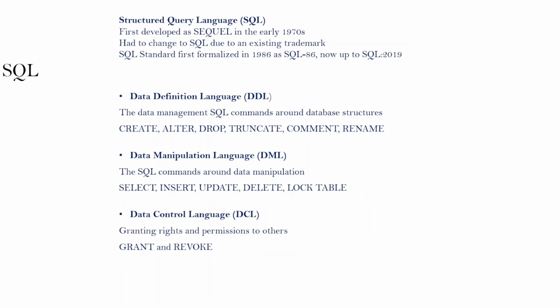It was first formalized in 1986 as SQL 86, and now it keeps on updating, since SQL 2019. So the next 3 parts that you are seeing on your screen are 3 kinds of SQL. However, SQL is defined as 5 parts. Somewhere I have seen it as 6 parts also.